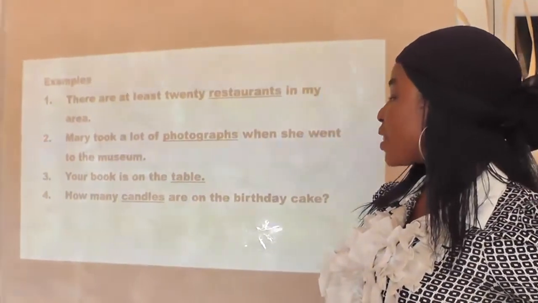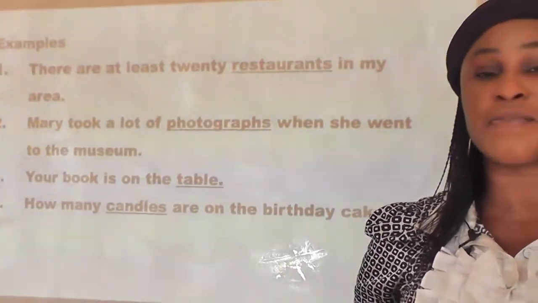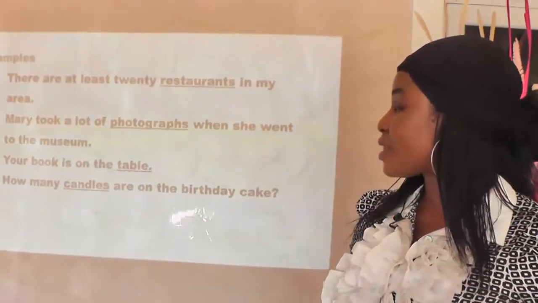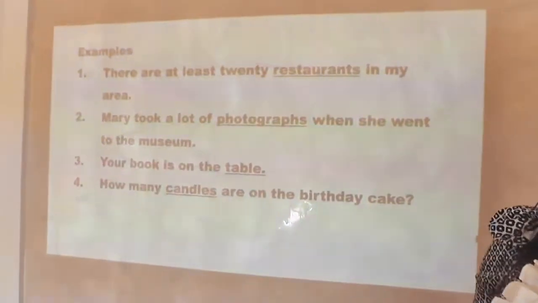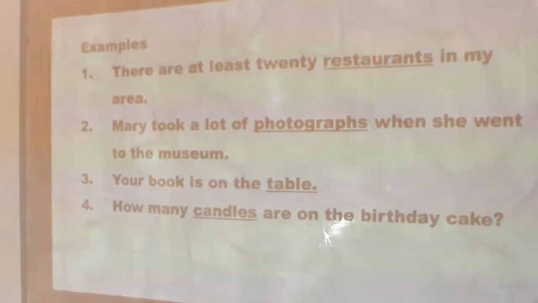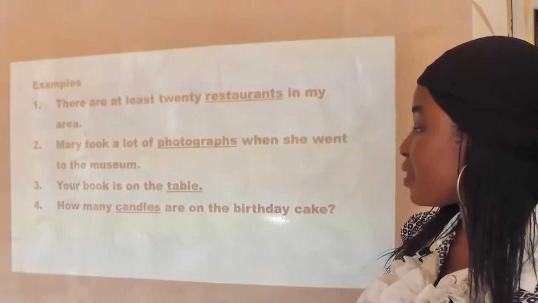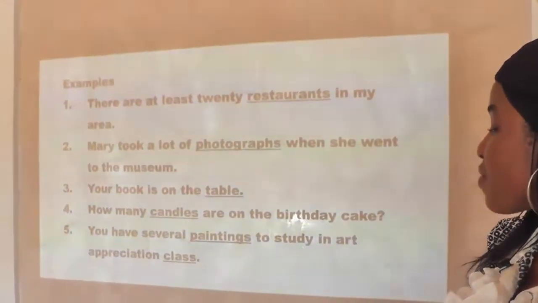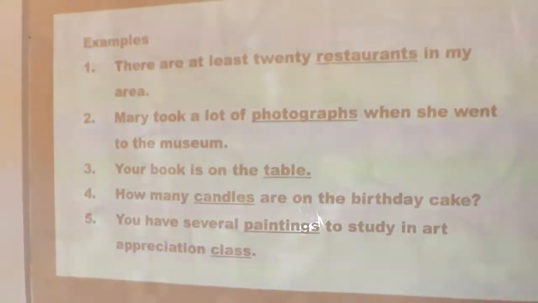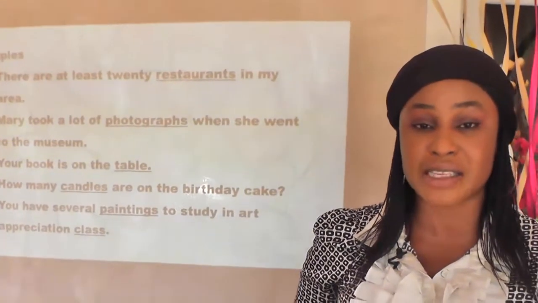Example 4. How many candles are on the birthday cake? Remember, I told us that countable nouns take singular and plural form. Don't be surprised that some of the nouns in that sentence carry s, while some do not have s. So how many candles are on the birthday cake? Candles is a plural noun. It is a countable noun. Example 5. You have several paintings to study in arts appreciation class. Painting is highlighted, class is also highlighted. These 2 nouns are examples of countable noun.